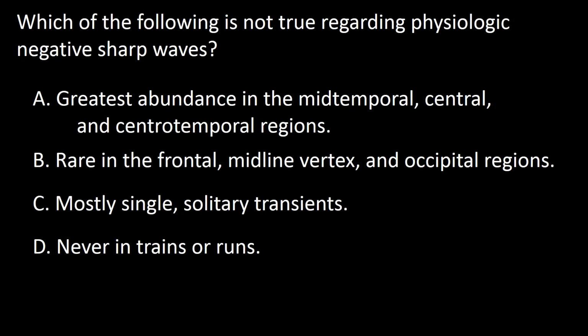Next question. Which of the following is not true regarding physiologic negative sharp waves? A. Greatest abundance in the mid-temporal, central, and centrotemporal regions. B. Rare in frontal, midline vertex, and occipital regions. C. Mostly single, solitary transients. D. Never in trains or runs.